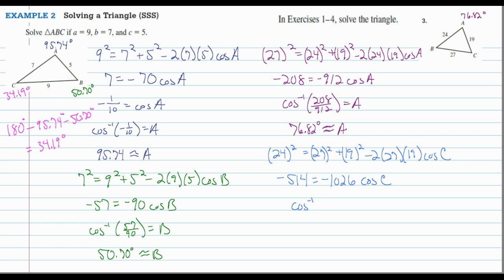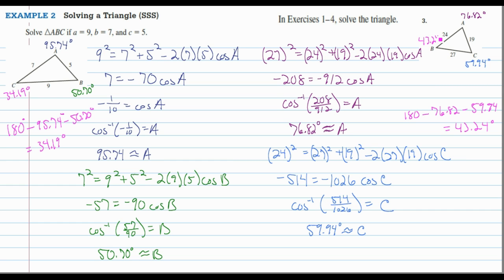So then the inverse cosine of 514 over 1026 is going to be what angle C is. So C is about 59.94 degrees. Then I'll take 180 minus 76.82 that I got for angle A, minus 59.94 that I just got for angle C, and I get that angle B is about 43.24 degrees.